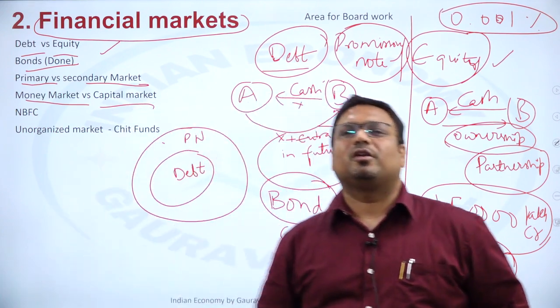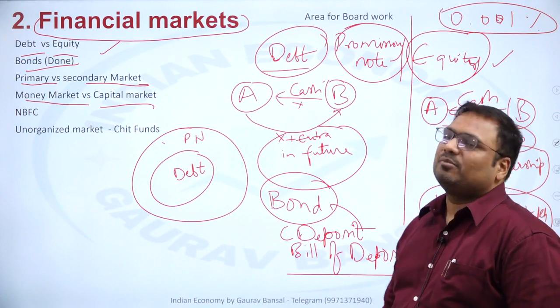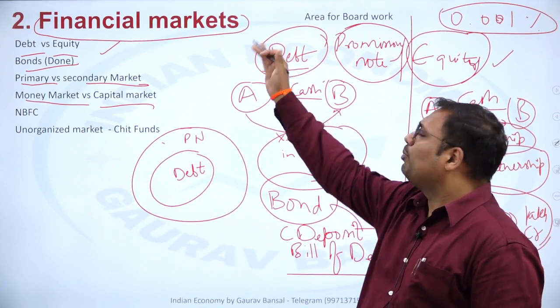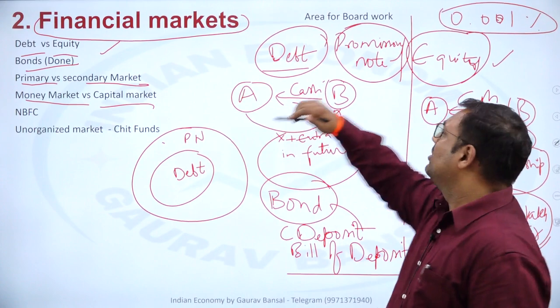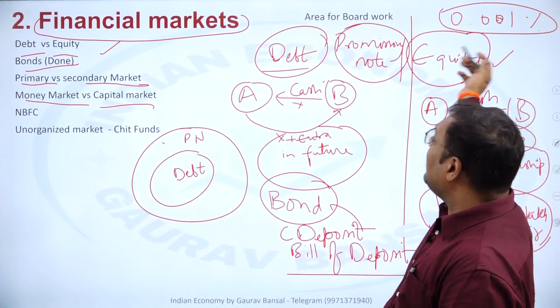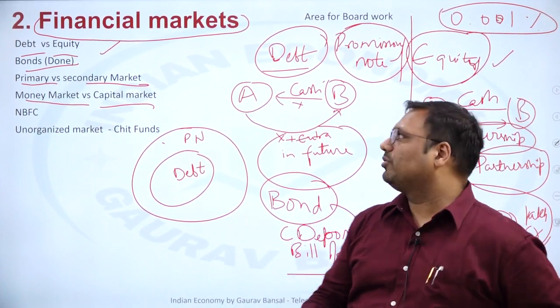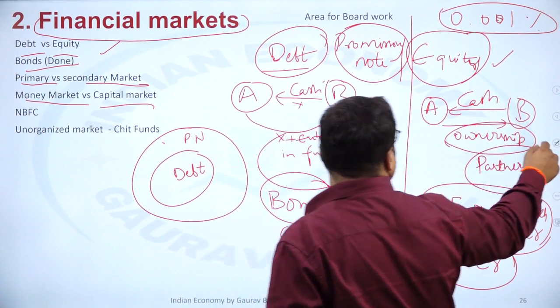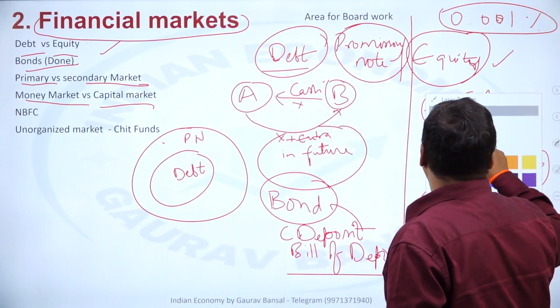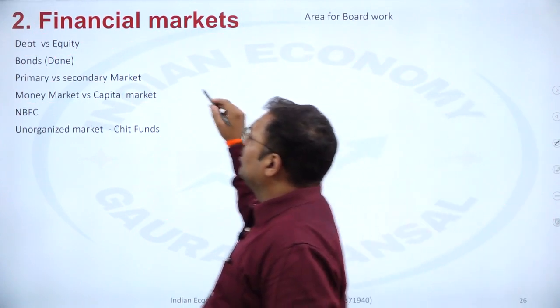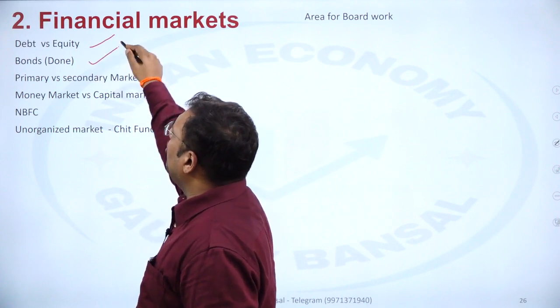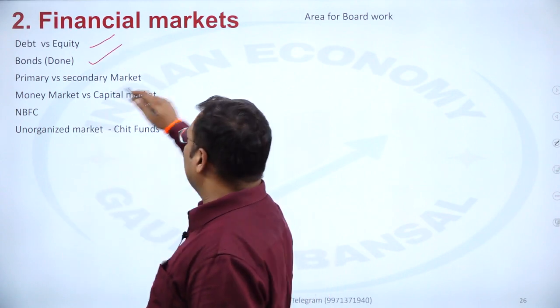You can give them a share in the profits, but only if the company is making a profit. So here you have to pay irrespective of your performance. Here you pay as per your performance. These are the major differences. Okay, debt versus equity is done. On bonds, there is a special session that you can check out.